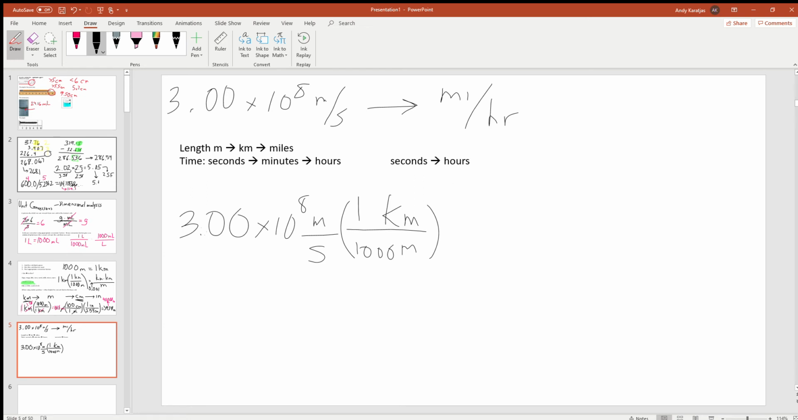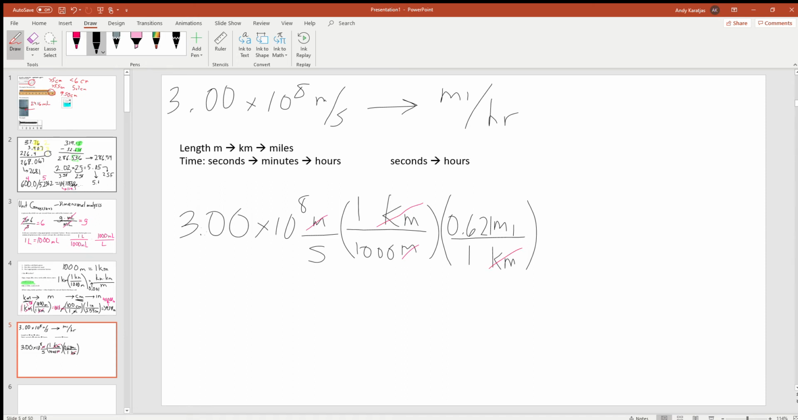Now we need to go from kilometers to miles. So kilometers goes on the bottom, and miles on top. And again, on an exam, this is a conversion I would give you. In this type of setting, it's something we can easily look up. 1 kilometer is equivalent to 0.621 miles. So if we set this up correctly, meters cancel and kilometers cancel.